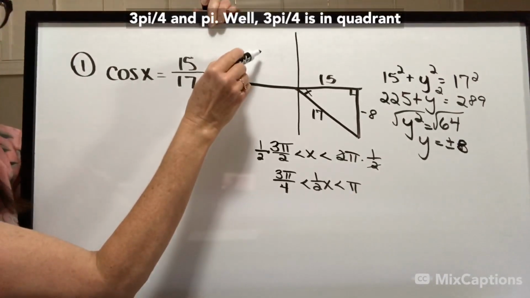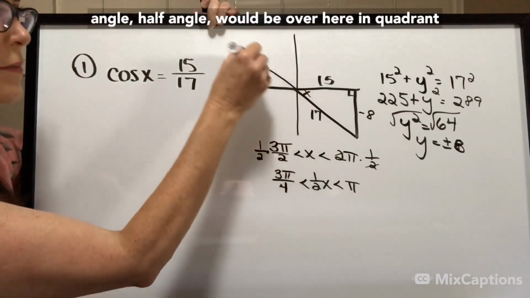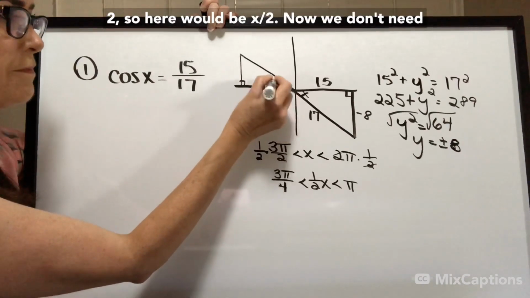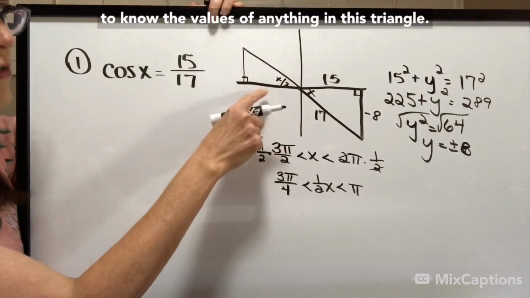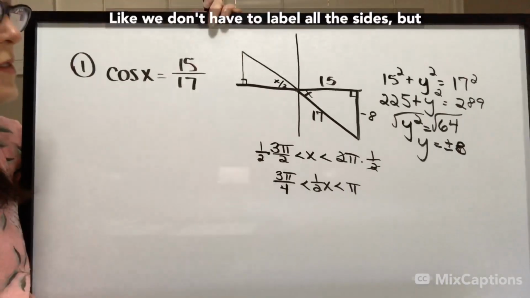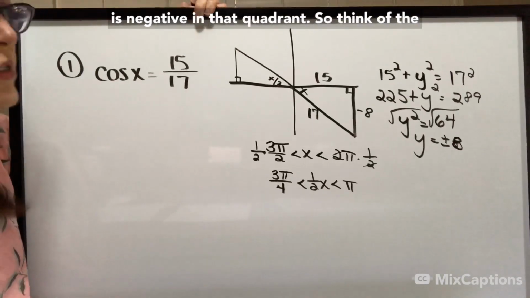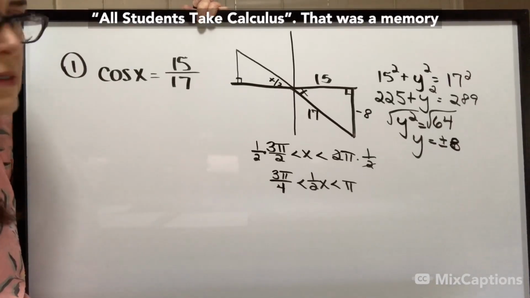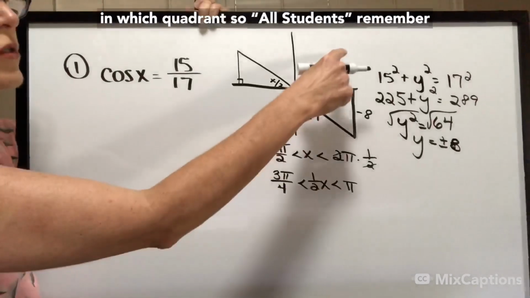Well, 3 pi over 4 is in quadrant 2, and then pi is over here. So that means our half angle would be over here in quadrant 2. So here would be x over 2. We don't need to know the values of this triangle, like we don't have to label all the sides, but what we have to remember is what is positive and what is negative in that quadrant. Think of the phrase that I taught you earlier this year, all students take calculus. That was a memory device to remember which values are positive in which quadrant.